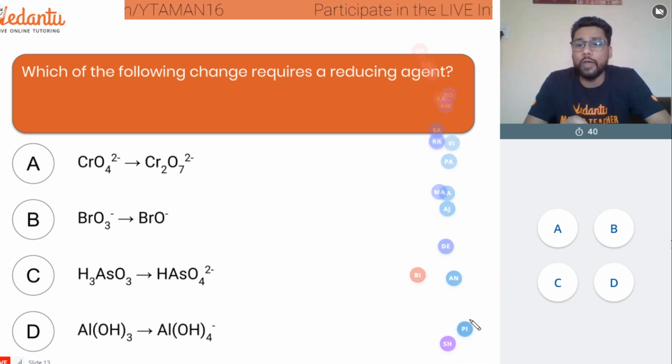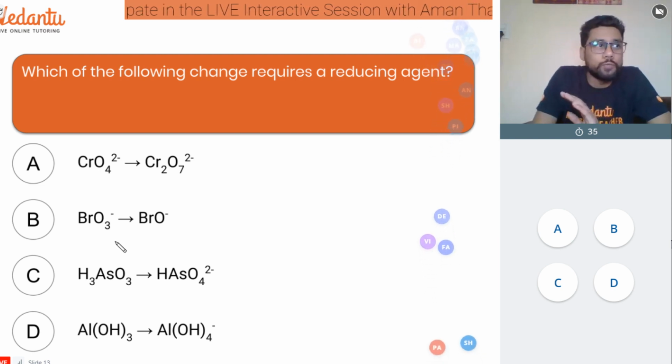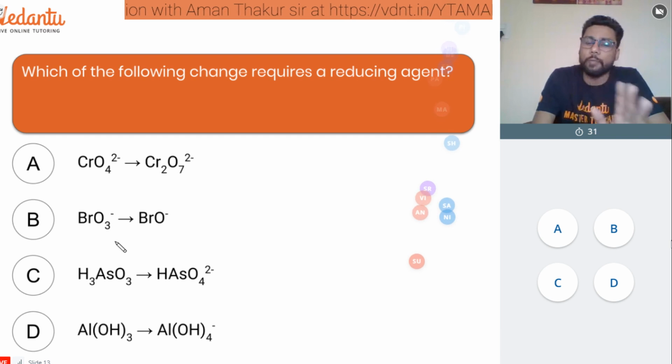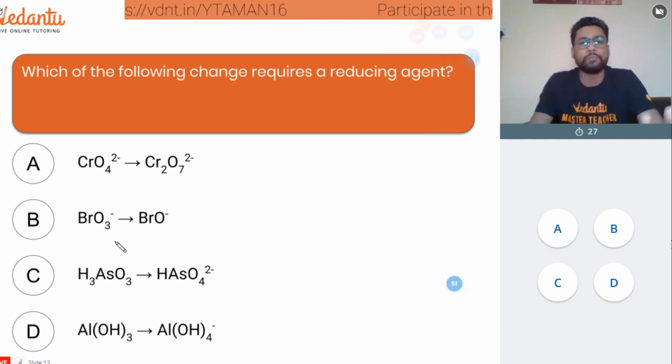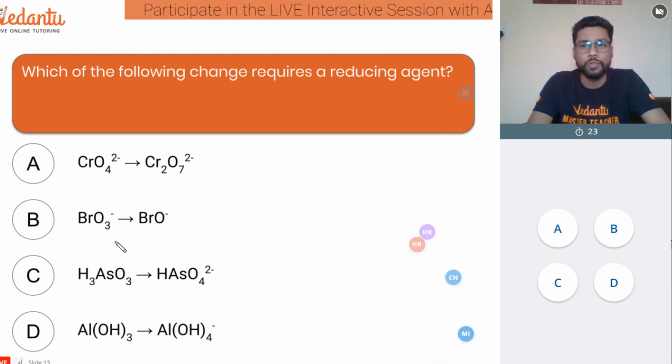Tips to solve, handwriting is not clear, sir. Okay. Give some tips to solve. The basic tip is remember the definition. If you remember the definition of n factor, most people don't. That is why they always get confused in n factor.